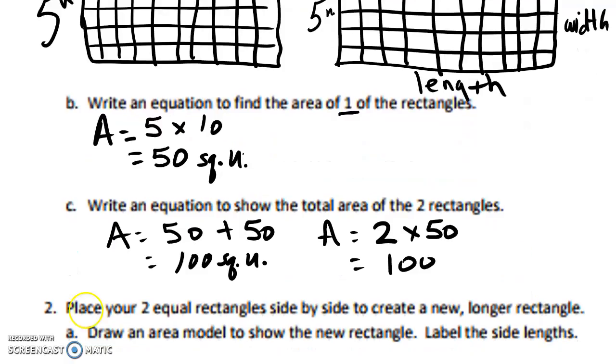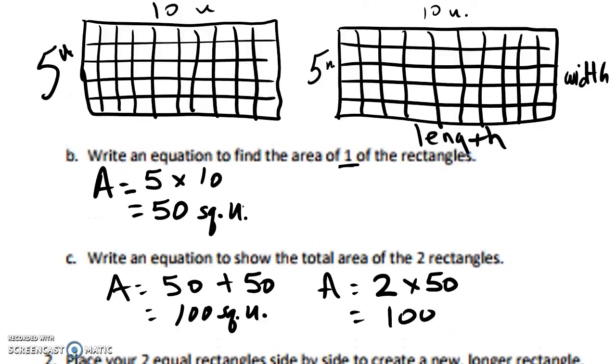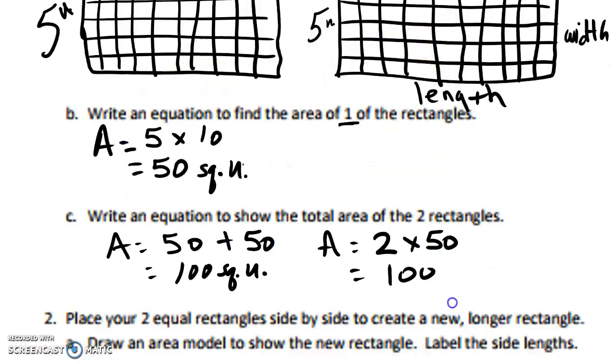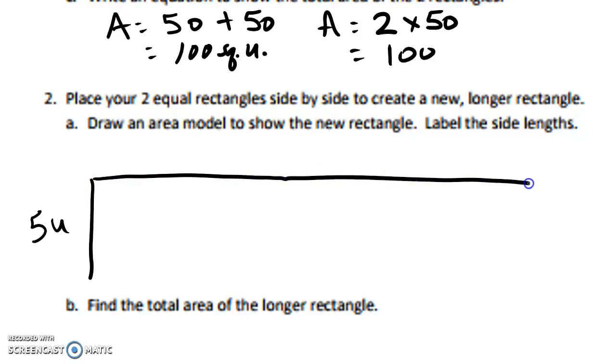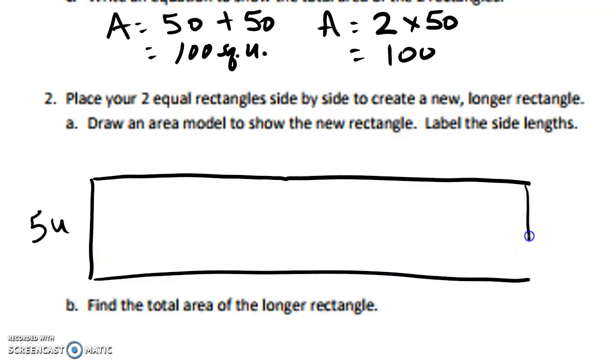Okay, so now it says place your two equal rectangles side by side to create a new longer rectangle. Draw an area model to show the new rectangle. Label the side lengths. So in other words, if we smush these two together, what's it going to look like? Well, let's draw it. It's still going to have 5 down the side, right? But this 10 and this 10 don't have a space in between, do they? So we have one really long rectangle. So this is going to be 10 units, and this is 10 units.